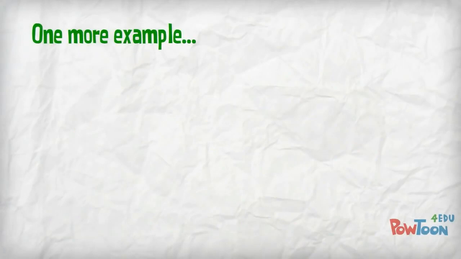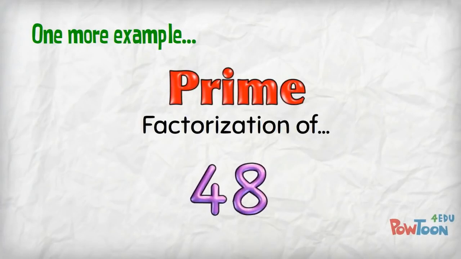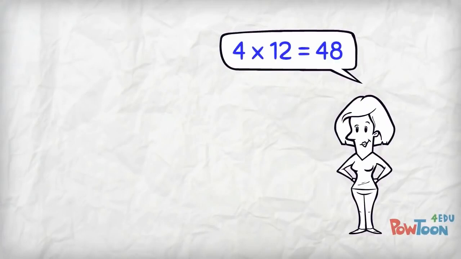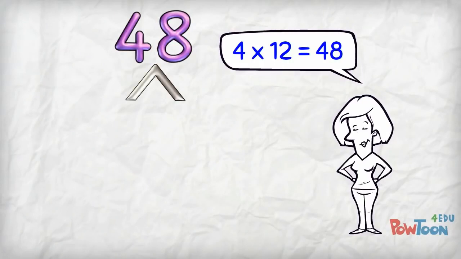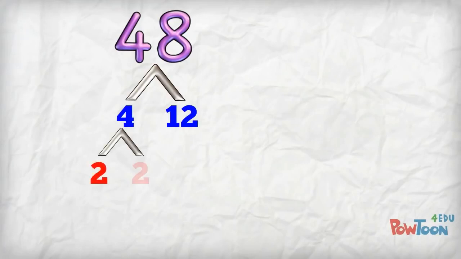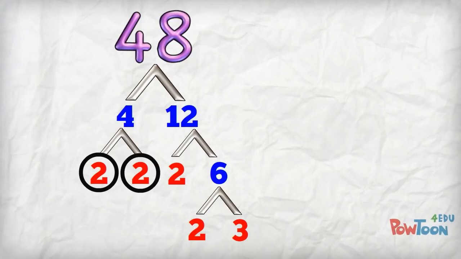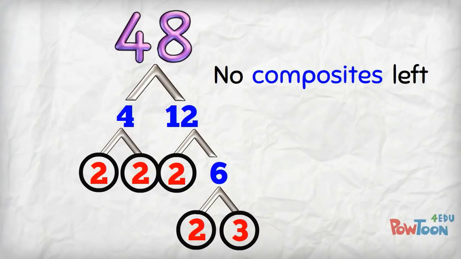One more example and then it's your turn. We will do the prime factorisation of 48. I know that 4 times 12 is 48. This time I have two composite numbers to work on, the 4 and the 12. 4 comes from 2 times 2. 2 is prime, so I circle them both and move on to the 12. 12 comes from 2 times 6, and 6 is from 2 times 3. I circle all the primes. No more composite numbers are left, so I'm ready.